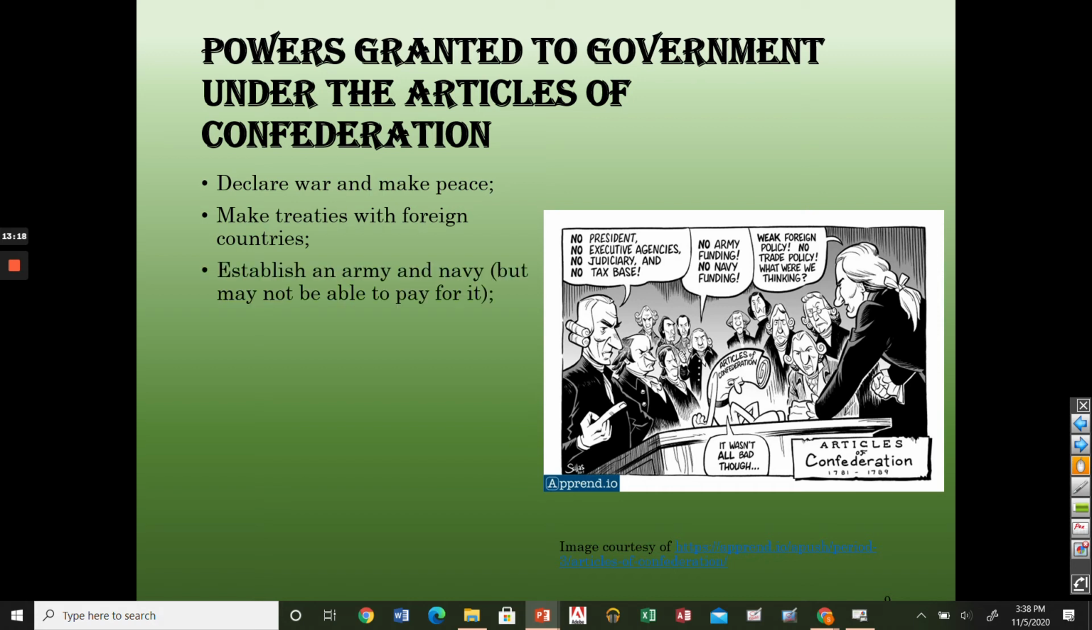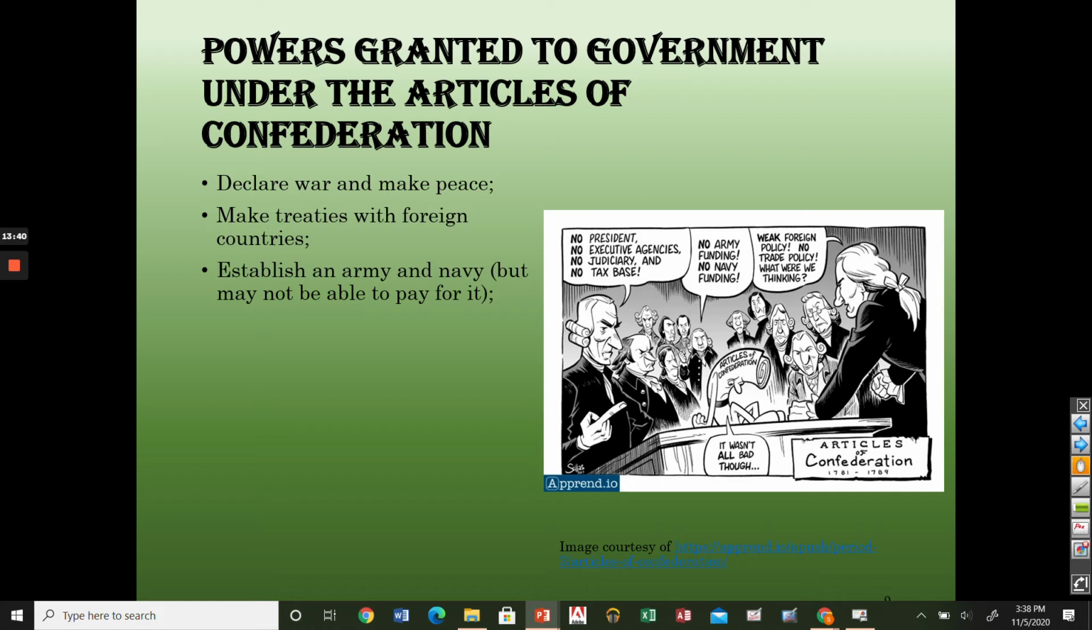They could establish an army and navy. And remember from our last lessons, one of the first things the Second Continental Congress did was establish an army, put George Washington at the head of it. So they had the ability to establish an army and navy. But look what I have in the parentheses there. They didn't have the ability to pay for it. And we'll talk about that later.